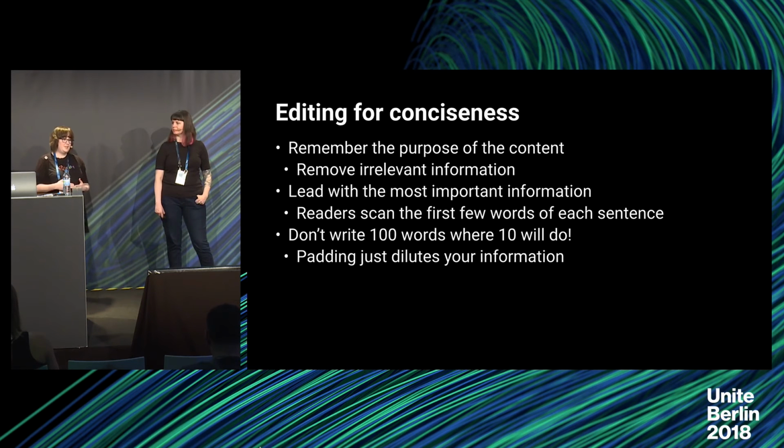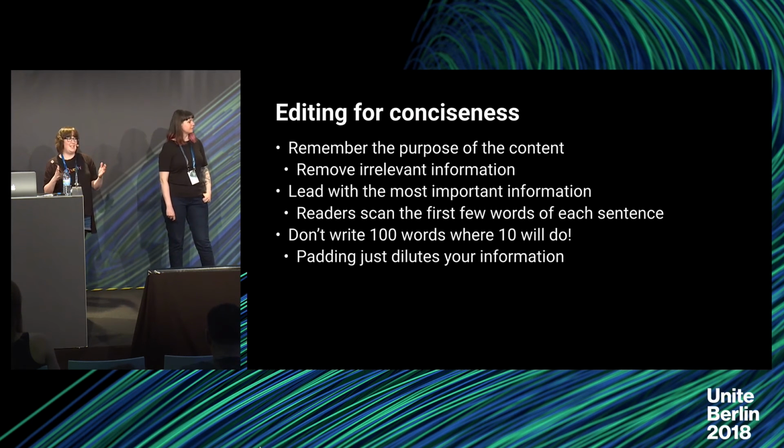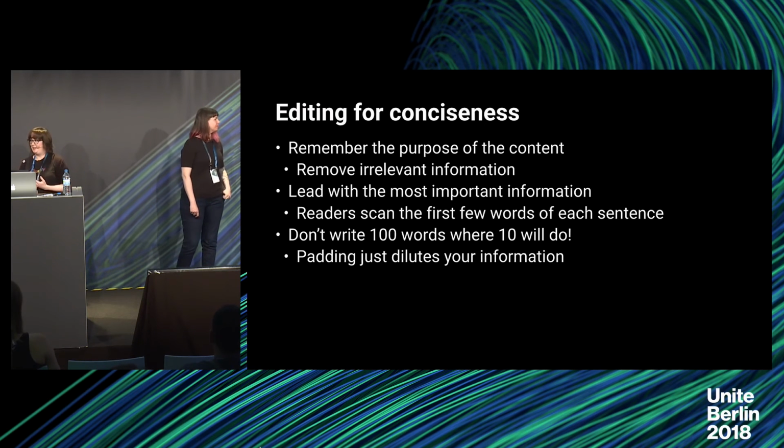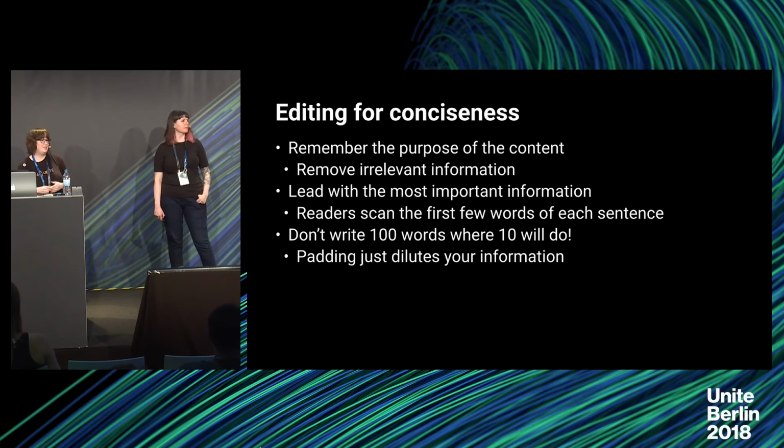The second key point is to lead with the most important information. Again, this comes back to what I was saying earlier about how readers tend to be task-oriented. They'll scan the beginnings of paragraphs and sentences to find the information that they need. So you can help them out by making sure that the way you write front-loads the sentences so that they can act as good indicators of the information. Finally, don't write too much. It's really easy to write 100 words about something that could be explained with one sentence. We'll demonstrate how that can dilute your information in this next example.